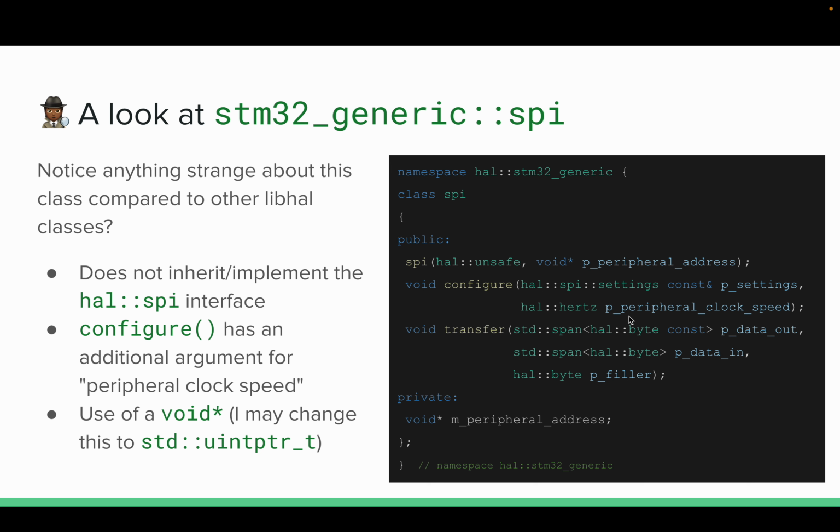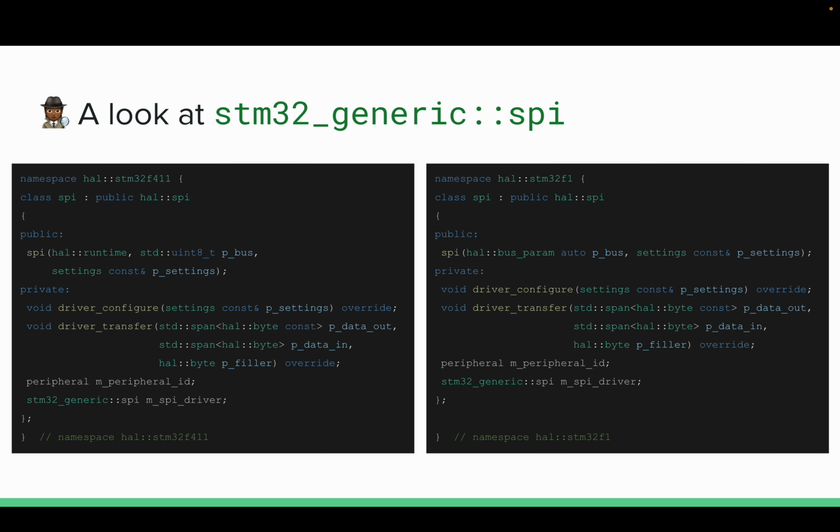You may be wondering, why in the world do we have this peripheral clock speed? Actually, I think I'm going to show you in the example after I go through the next bit here, which is looking at these two separate SPI classes. They're in different namespaces. One's STM32F411 and the other one's STM32F1. Now the constructors are different. We're going to consolidate these.